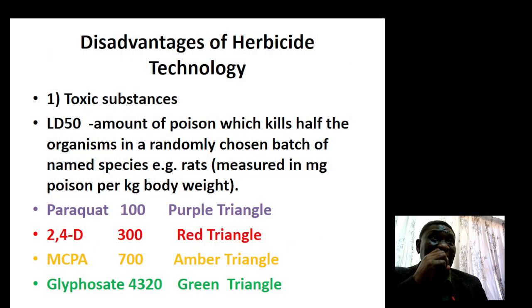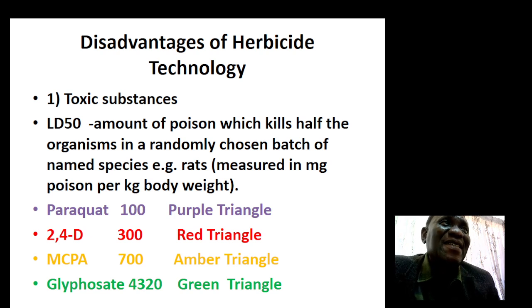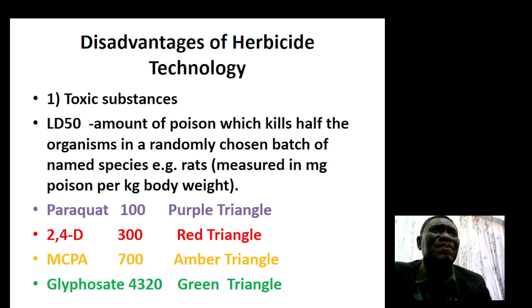However, there are disadvantages. Herbicides are toxic substances. Here, if we talk of LD50, that is the amount of poison which kills half the organisms in a randomly chosen batch of named species, e.g. rats, measured in milligrams poison per kg body weight. So LD50 gives us an indication of how poisonous is this herbicide.